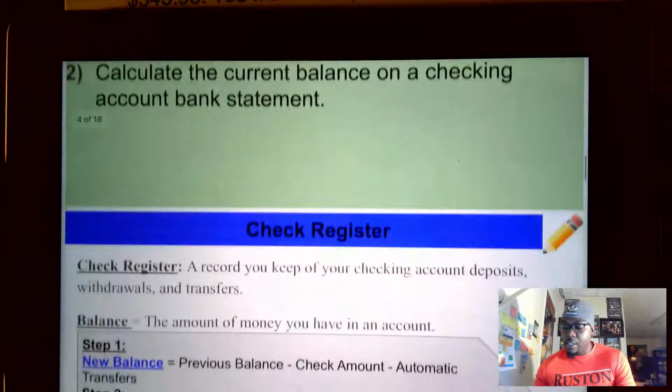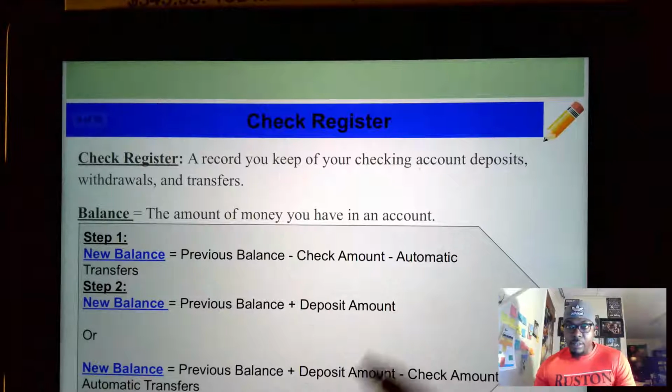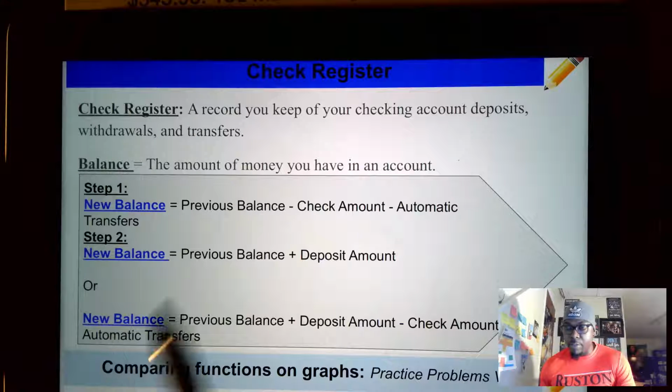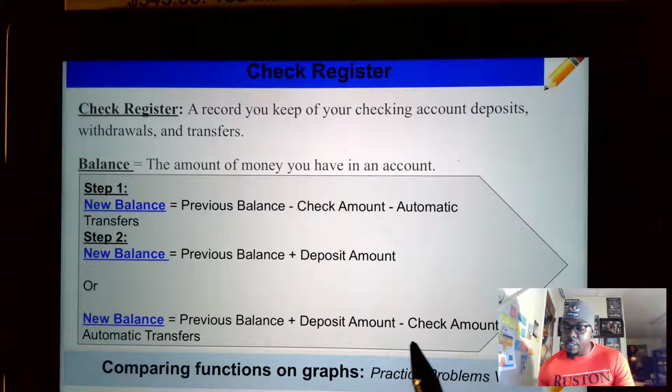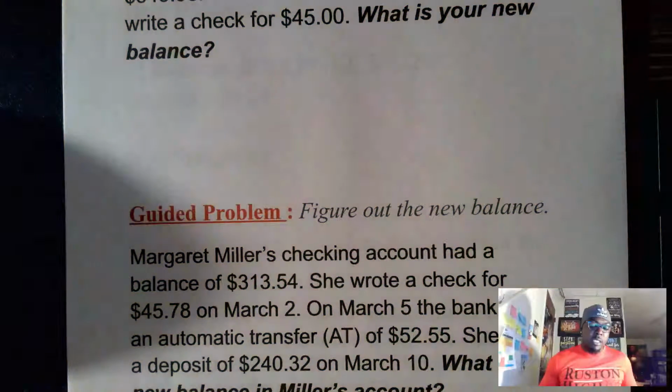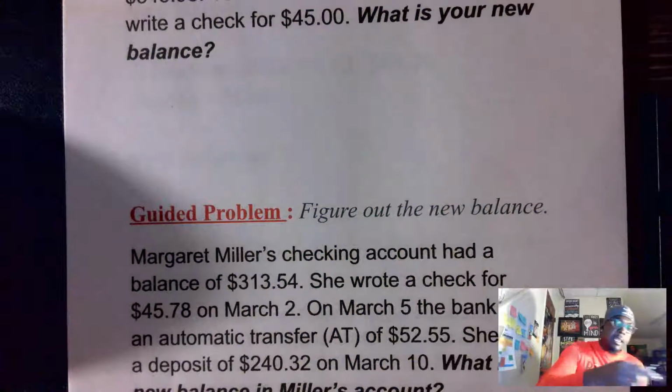A check register, here we have the definition of a check register, but the formula that we're going to be using today for a new balance is the simple form. Some people like to break it down to where they do subtraction first and then addition. But this is the formula I'm going to use: a new balance is equal to your previous balance plus your deposits minus checks minus automatic transfers. We're going to work a few examples, and in these examples you will see exactly what's taking place.